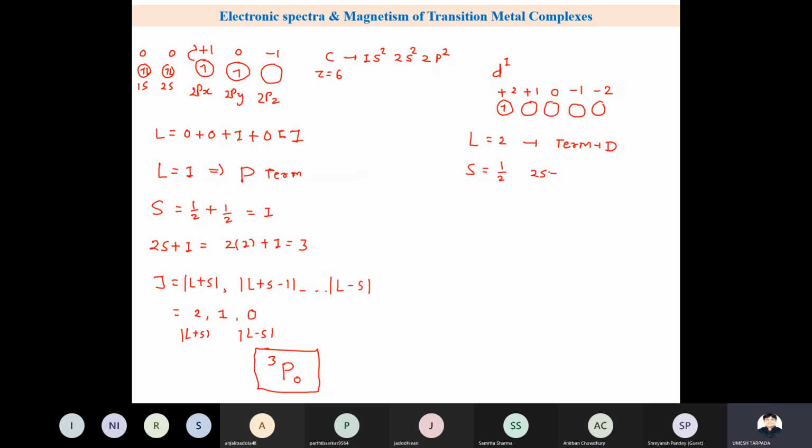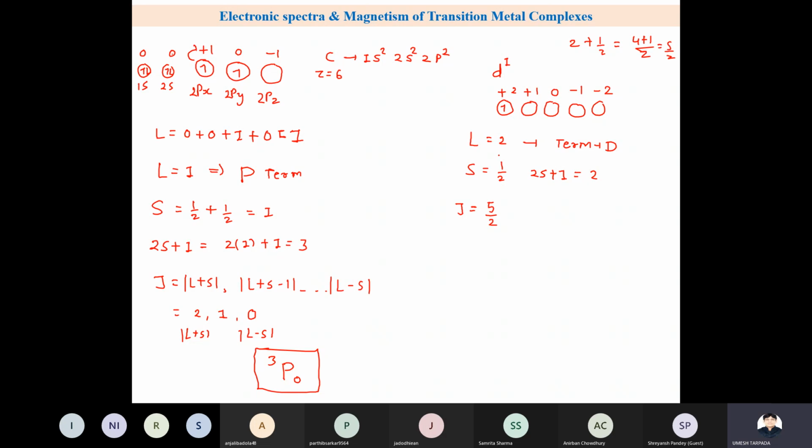So 2S plus 1, it is 2. Now the J value. Possible J values start from L plus S down to L minus S. First you write down L plus S, that is 2 plus 1 by 2. If you take the LCM, 2 into 2 is 4, plus 1, so it is 5 by 2.